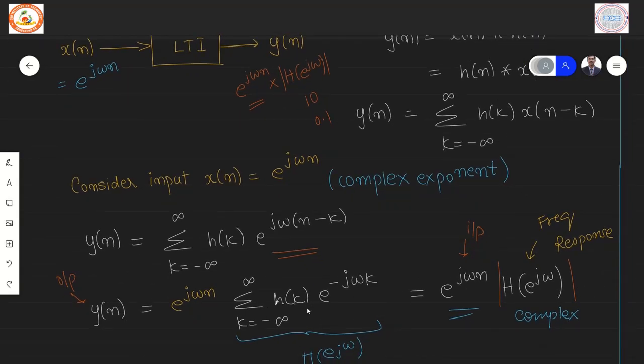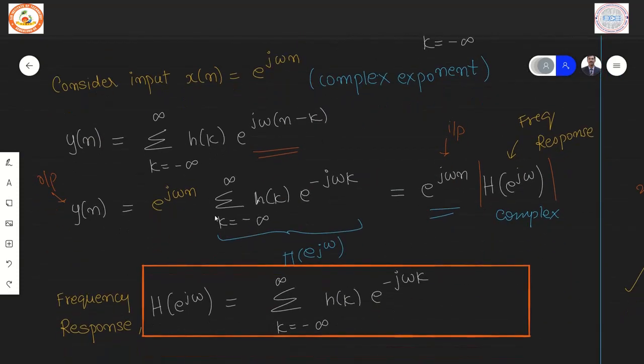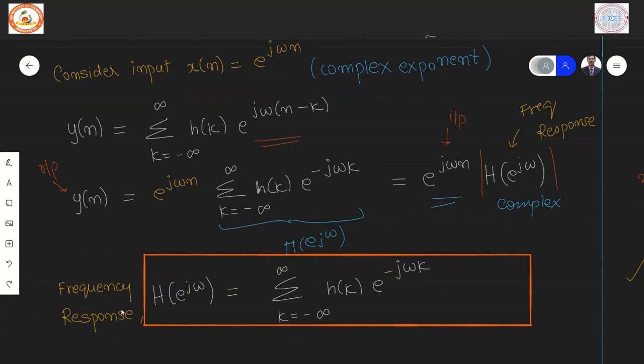Now, the quantity shown here is nothing but the magnitude of H of e power of j omega, which is the magnitude of the frequency response. We are aware that the frequency response is a complex value, hence we can easily find its magnitude. Now, the summation here represents the frequency response. Therefore, H of e power of j omega should be equal to summation k between minus infinity to plus infinity h of k e power of minus j omega k.